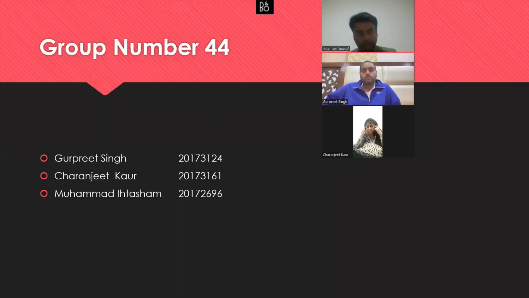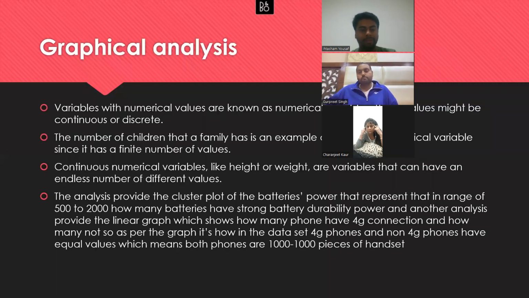So, I'll be presenting and I have 4 slides. Graphic analysis for this: variables with numerical values are known as numeric variables, and might be continuous or discrete. The number of children that a family has is an example of a discrete variable since it has a finite number of values. Continuous numeric variables like height, weight, etc. are variables that can have an endless number of different values.